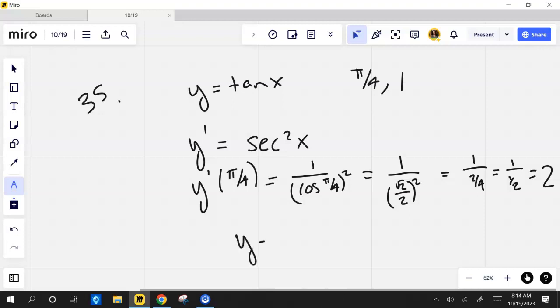So then that's my slope. So y minus 1 equals slope times x minus pi over 4. Because I know what secant is. Did y'all know to change that to 1 over cosine?